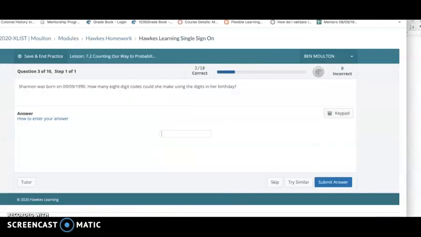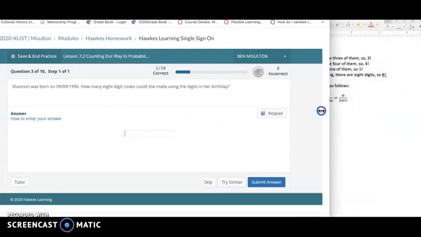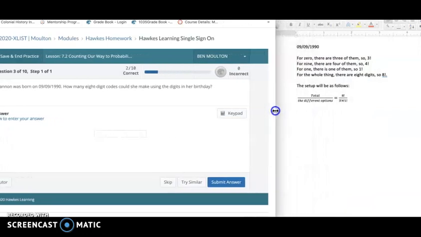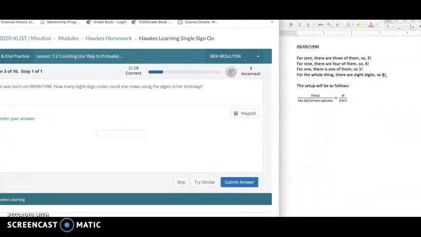All right, now this next one's an interesting one. Shannon was born on basically September 9th, 1990. How many 8-digit codes could she make with the digits on her birthday? So how does this one set up? It's going to be different than anything we've seen so far. By the way, this is fair game for a final exam or a midterm. I think it's on the midterm. I can't remember. It's on an exam. It's fair game. So here's what's happening.